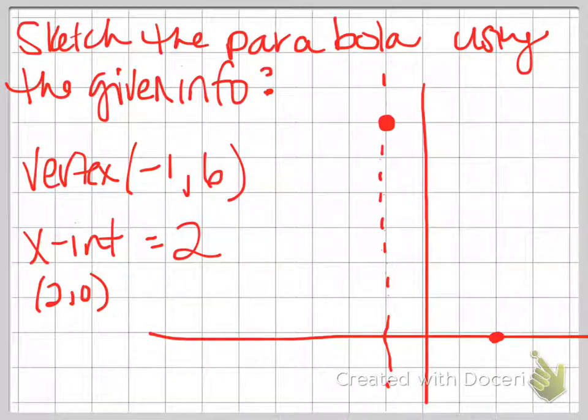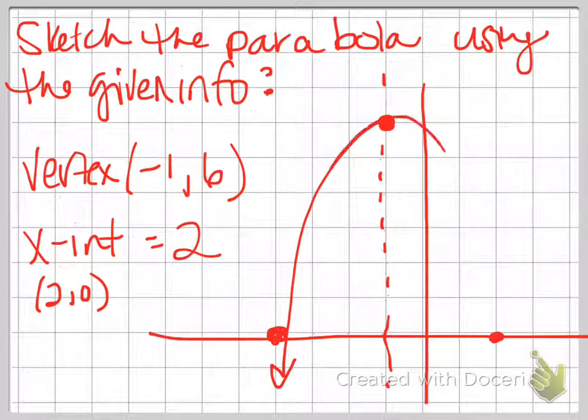So, from my vertex, it is 3 spaces away from that x-intercept, so I need to go 3 spaces to the left, 1, 2, and 3. And then I'm going to plot that corresponding point. So then I swoop it to make that parabola. And now I have sketched the parabola using the given information.